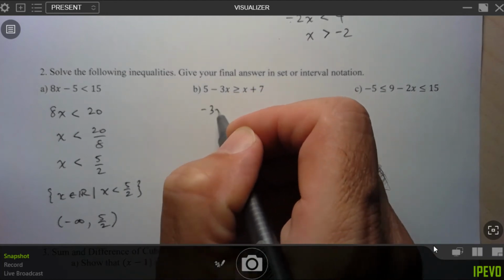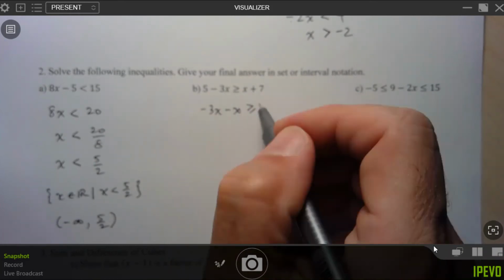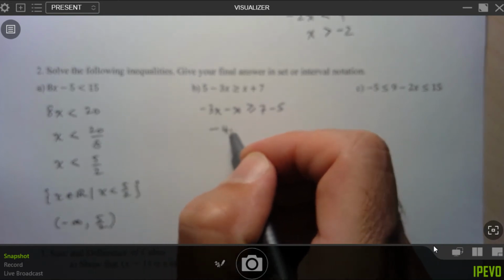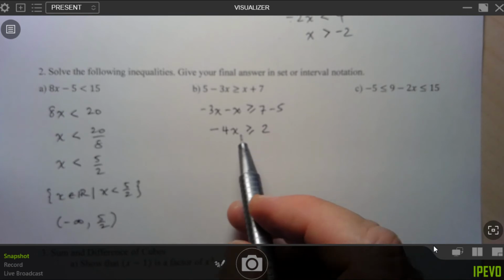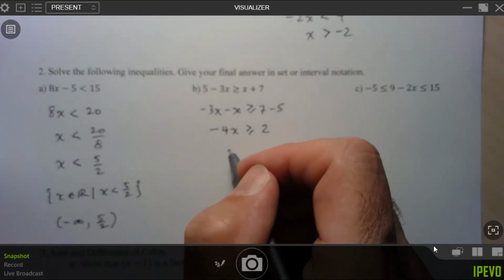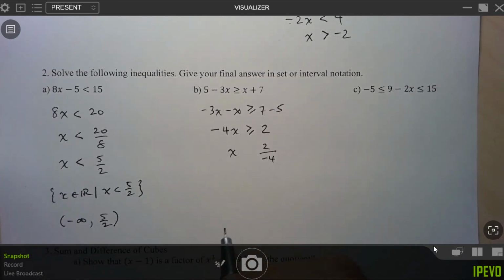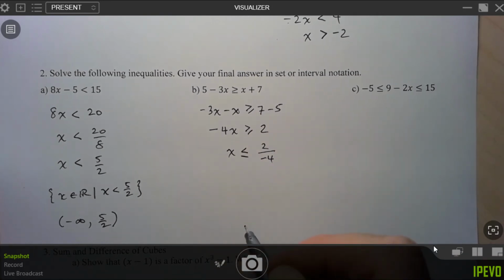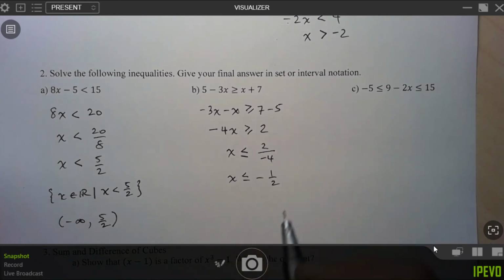So I have negative 3x, the x comes to the other side, minus x, greater than or equal to 7 minus 5. So here we have negative 4x greater than or equal to 2. So notice here, nothing changed because it was just additions and subtractions. Whereas now, when I divide both sides by that negative number, I'm going to switch the inequality to less than or equal to. So x is less than or equal to negative 1/2.